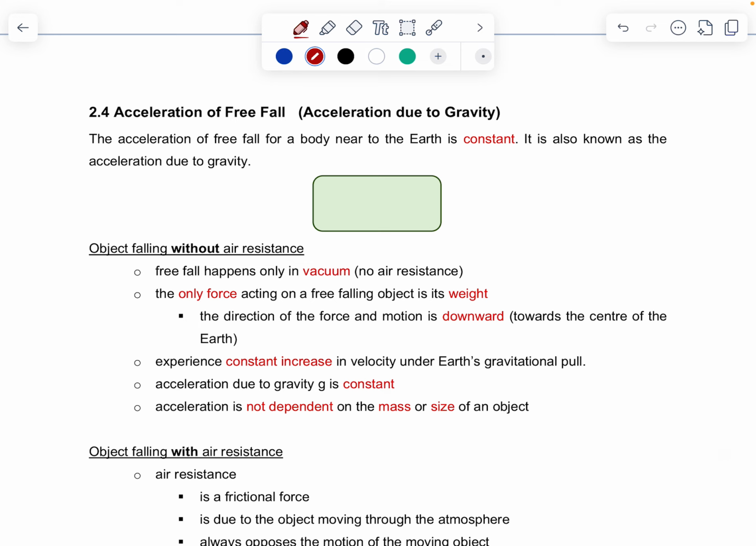Acceleration of free fall, which is also acceleration due to gravity. For an object near the Earth, this acceleration is constant, and the formula is g equals 10 meter per second per second. And this is a constant.